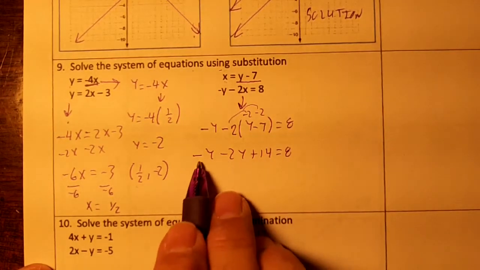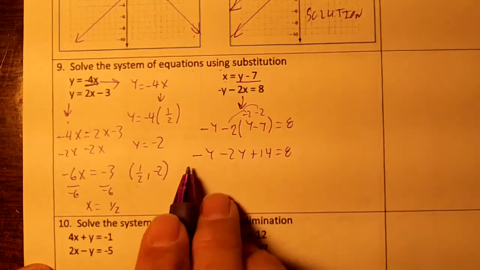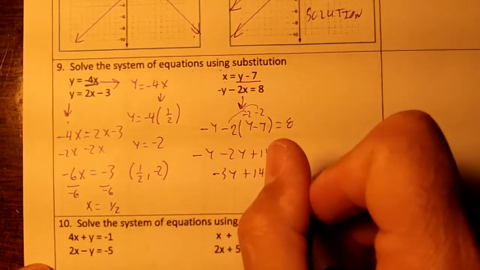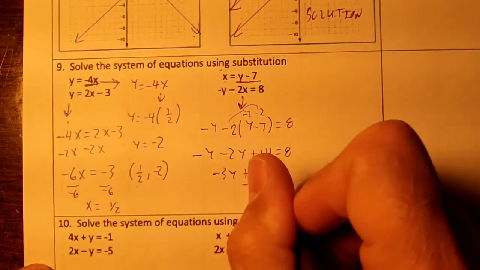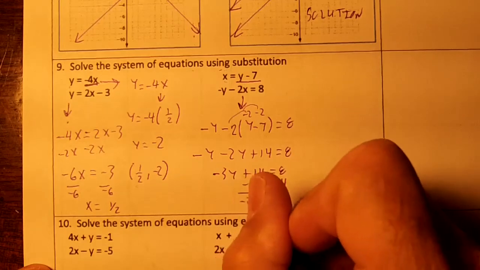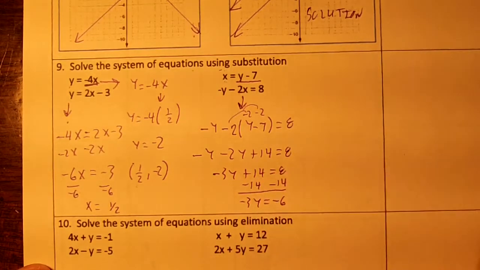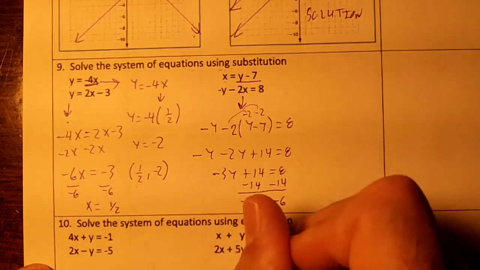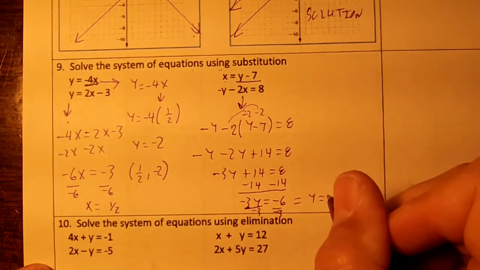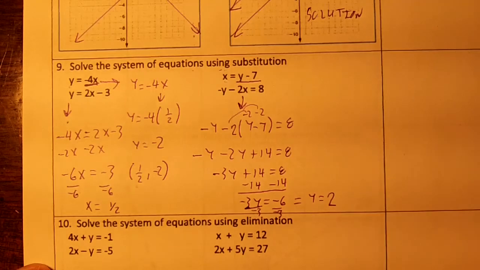Combine the variables. 1y and 2y combines to 3. It's going to be negative. The signs are the same. The next step is to combine the constants. I'm going to move the 14 to the right by subtracting 14. Negative 3y equals negative 6. I have two negatives. Divide by negative 3. Two negatives make a positive, so y is going to equal a positive 2.